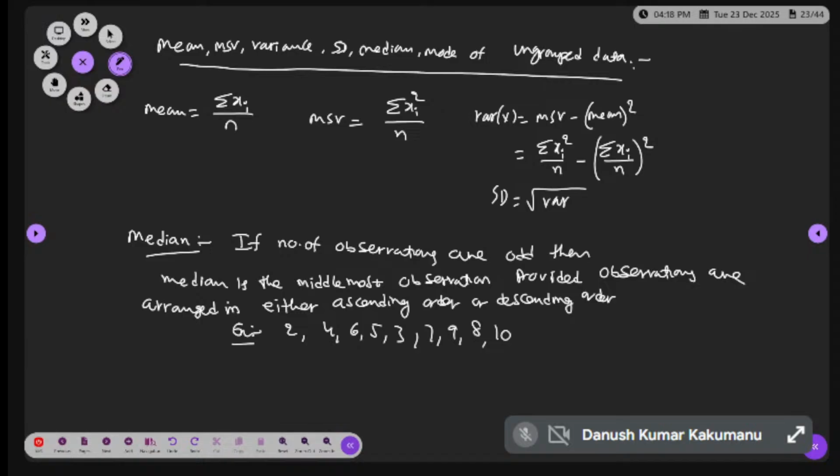It is not like that. We have to arrange them in ascending order: 2, 3, 4, 5, 6, 7, 8, 9, 10. We have to keep them in ascending or descending order. The median here is 6. Median is equal to 6 is the correct answer. The middlemost observation is the median. Next. If the number of observations is odd, next example; is the definition clear to all of you?